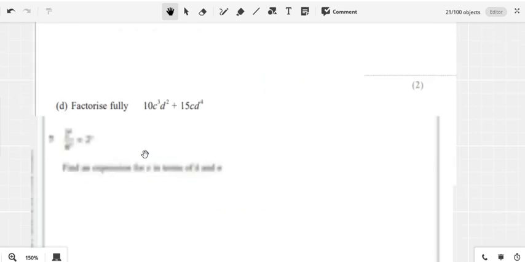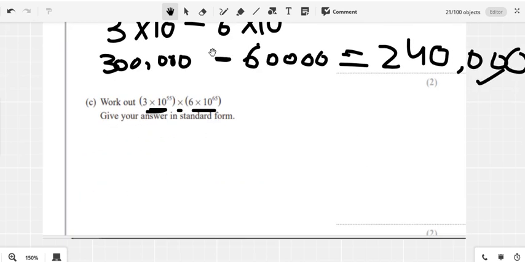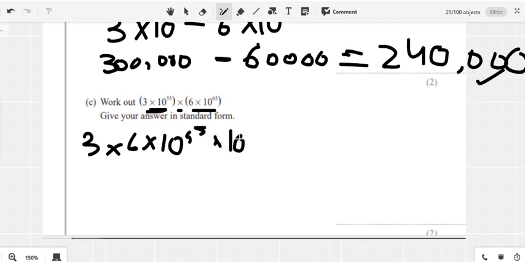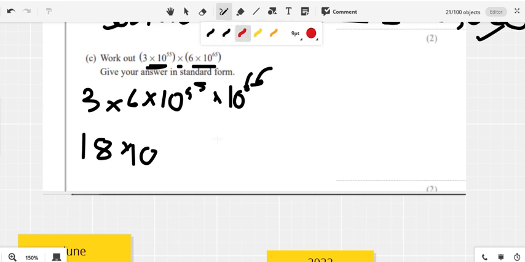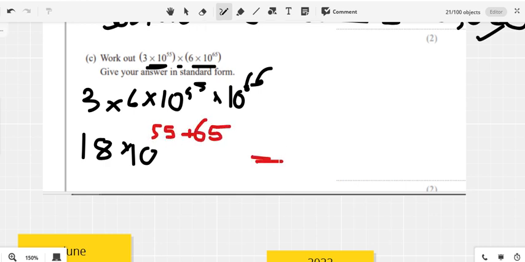So the question that we're doing right now is this one. We're gonna times the 3 times 6, and I will write this 10 power 55 times 10 to the power of 65. Bases are the same, so I will times the 3 times 6, which is 18, times, according to the rule, I will add the 55 plus 65 powers. That will give us 18 times 10 to the power of 65.